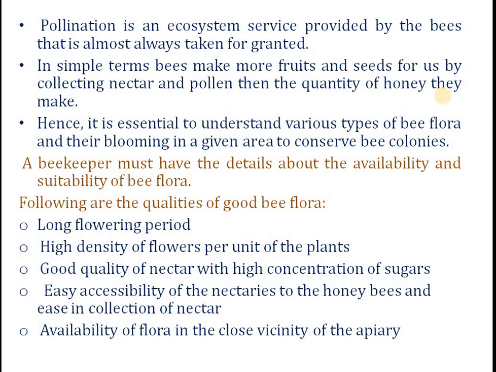Pollination is an ecosystem service which is provided by the bees, that is almost always taken for granted. Pollination by animals is a very important part of the ecosystem, because honeybees provide such services. In simple terms, bees make more fruits and seeds for us by collecting nectar and pollen than the quantity of honey they make.